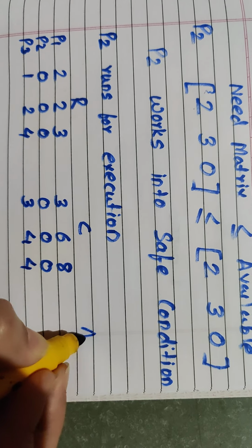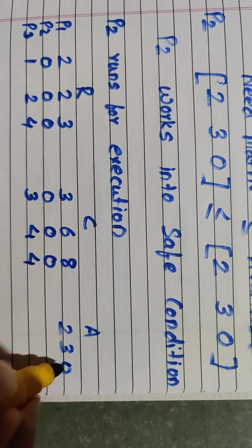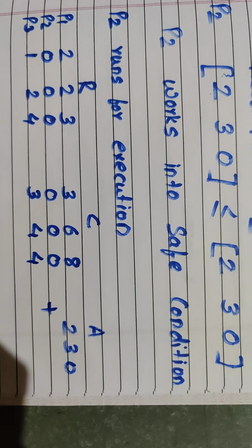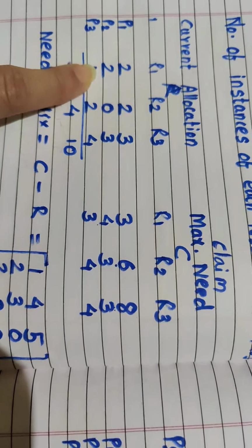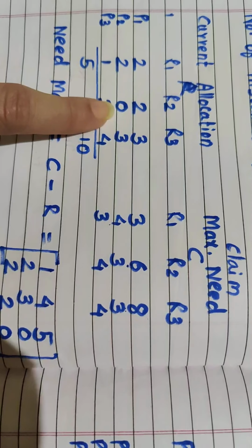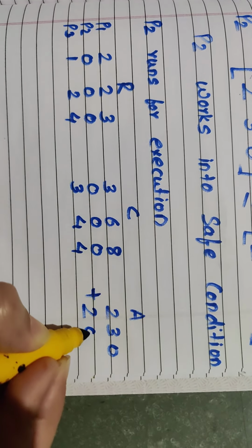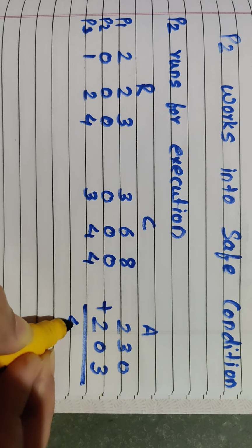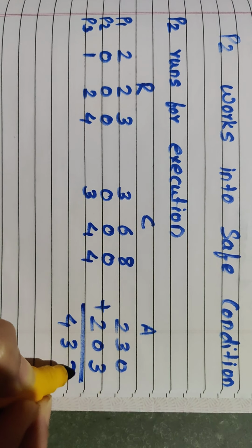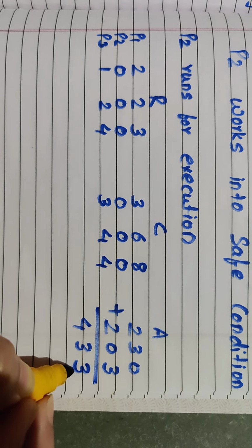And the available matrix A, that was what? 2, 3, 0 plus the allocated resources. So how many were allocated to P2? 2, 0, 3 were allocated. So it will be here 2, 0, 3. So now it will be 4, 3, 3. So this will be the available matrix now, 4, 3, 3.